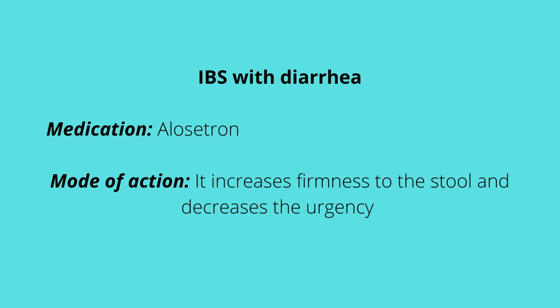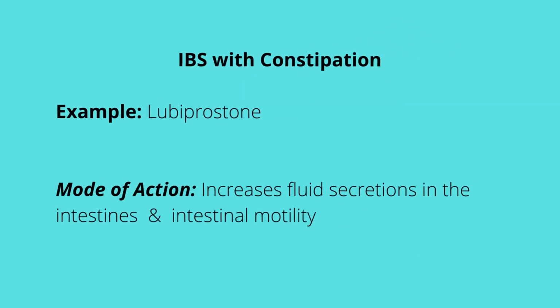Key side effect is what? If we were preventing diarrhea, we could end up with what? Constipation. So with IBS with constipation, we use lubiprostone, which increases fluid secretion in the intestines and increases intestinal motility. Side effects could be nausea. Since we are trying to prevent this constipation, we could end up with worse diarrhea as well.